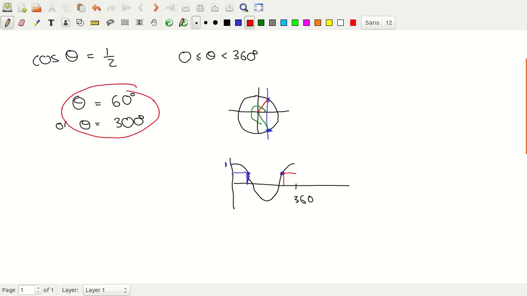Either way, we've got these two solutions. And if the range had been bigger, we could have got more solutions by adding or subtracting multiples of 360 degrees to either of these two. But here we have one full turn, so we get two solutions. Theta is 60 or 300.